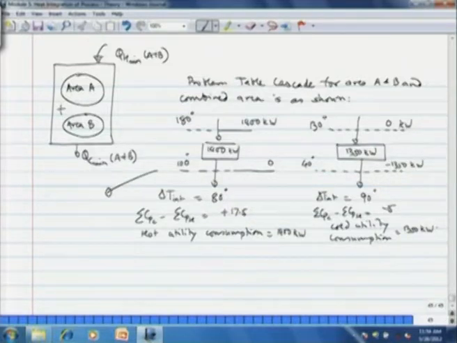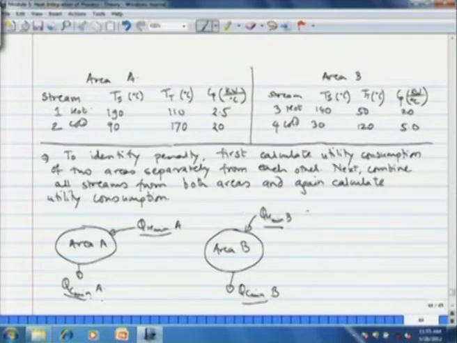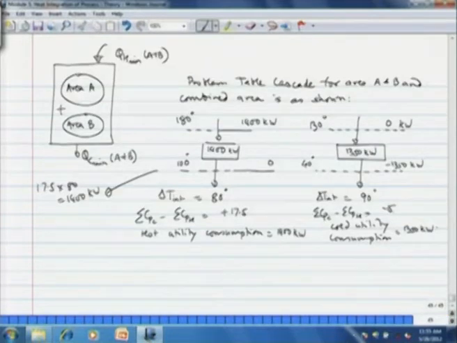Summation CPC minus summation CPH is 17.5 into 80, so that is 1400 kilowatts of heat that is required. Similarly, in the second case, summation CPC minus summation CPH is minus 15, into 90, so that gives 1350 kilowatts of heat. So the cold utility consumption in this case is 1350 kilowatt, and the hot utility consumption in case of area A is 1400 kilowatt.